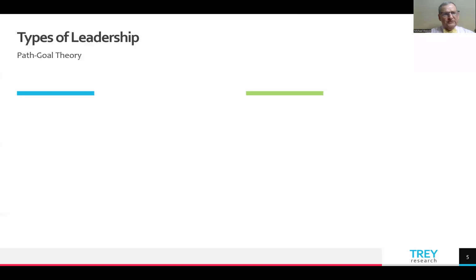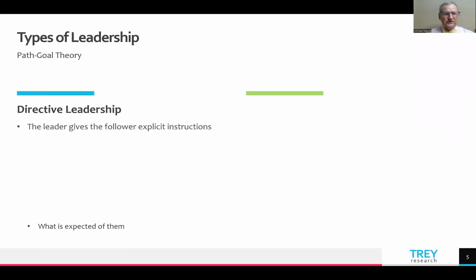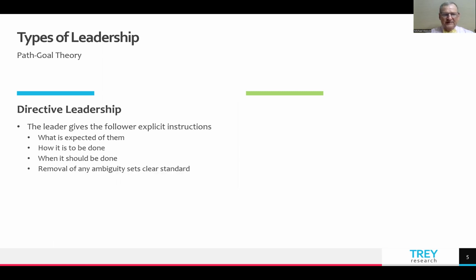There are four primary leadership styles. First is directive leadership. This is where the leader gives explicit instructions, what is expected, how it's to be done, and when it should be done. The removal of any ambiguity sets the standards that are very clear, and the rules and regulations are clear.